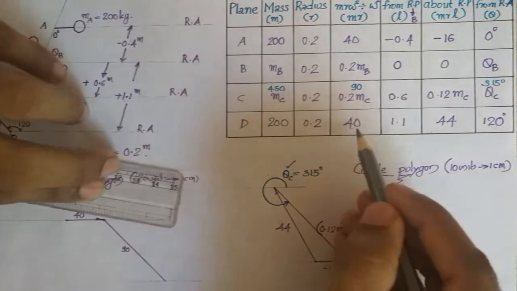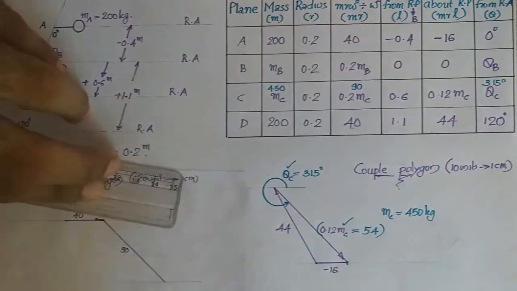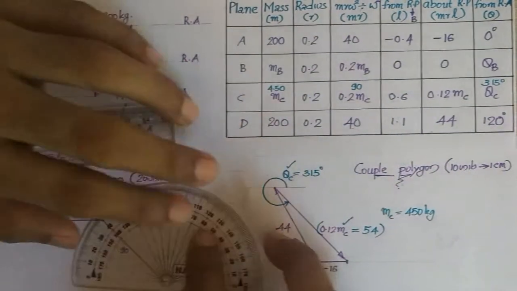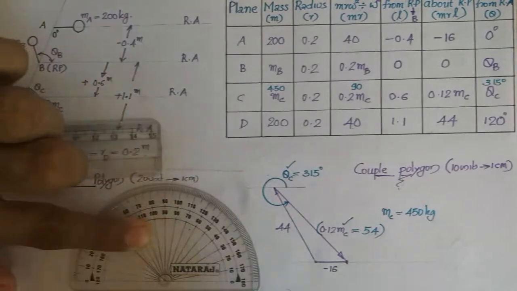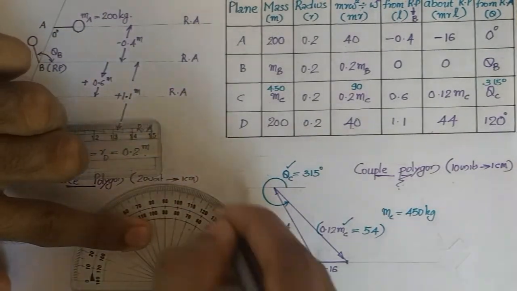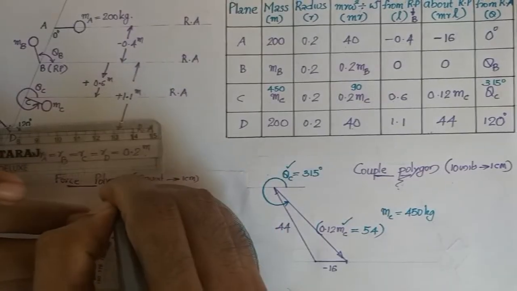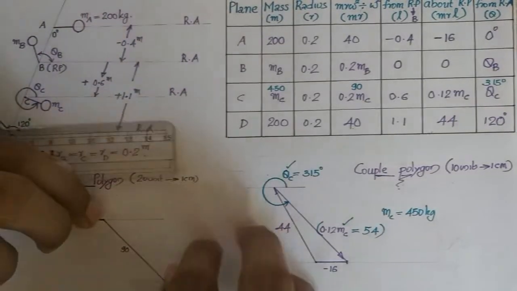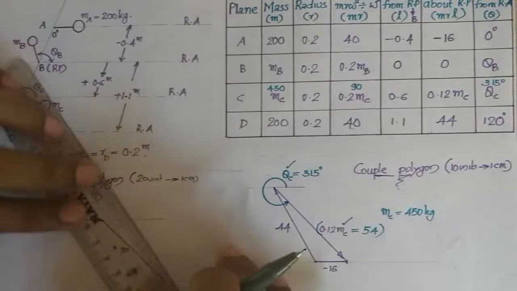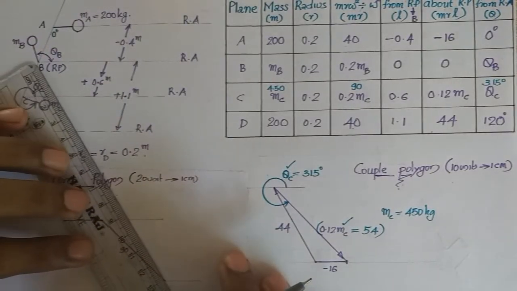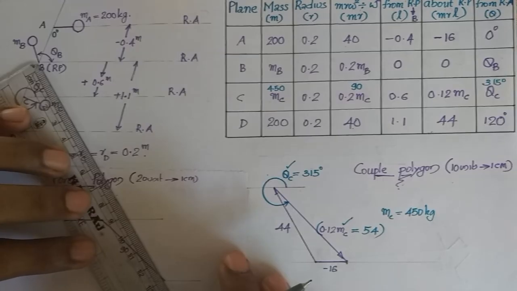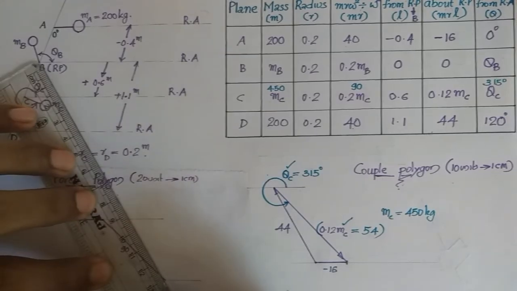The next vector is a 40 unit vector at 120 degree. So from this point I will be marking 120 degree from the horizontal reference axis, which will be coming along this direction, and the length of the vector is around 40 units in total. So to a scale of 2 centimeter, that also I will be marking. That will be coming to a vector of somewhat this much length.